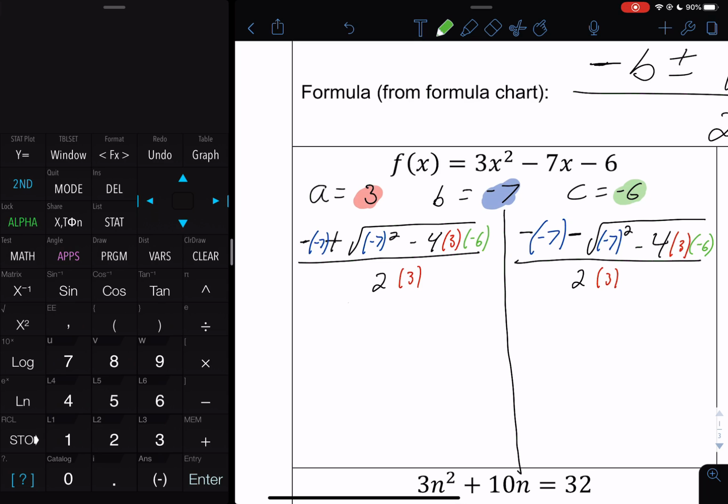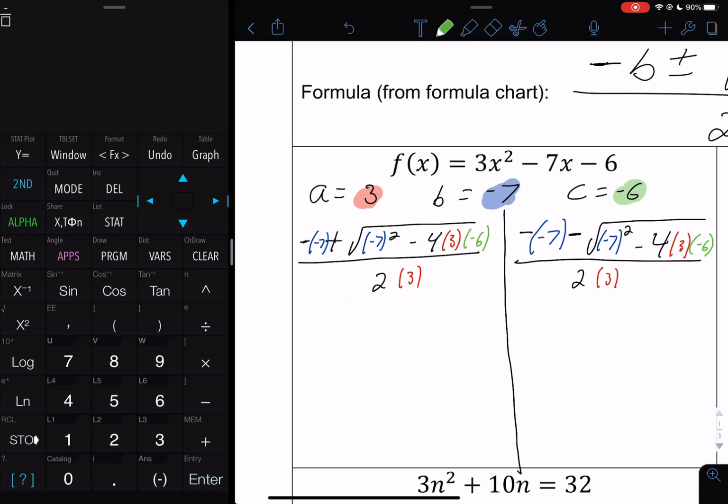Now all you have to do is use your calculator. So to use your calculator, remember this is a fraction and you have a square root, so be careful how you plug in your equation. Number 1, alpha y equal enter to get that fraction, and then you are going to plug everything in as you see it.